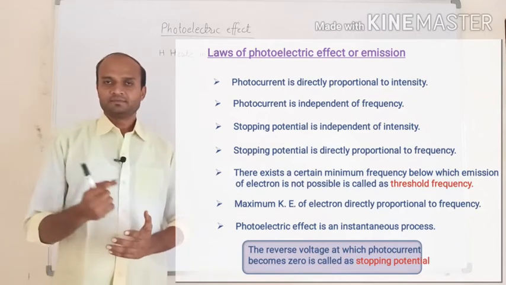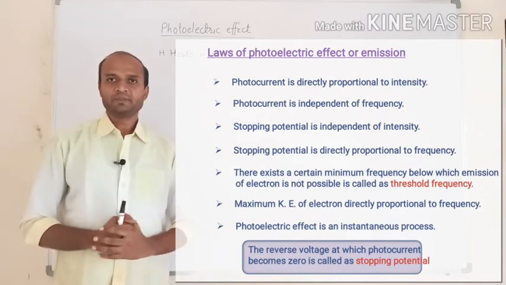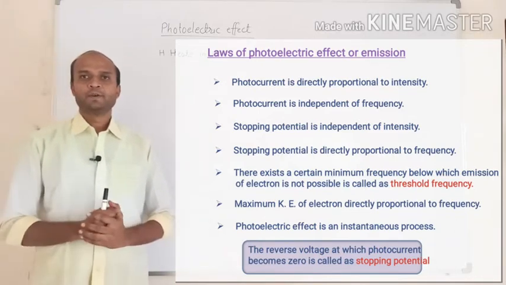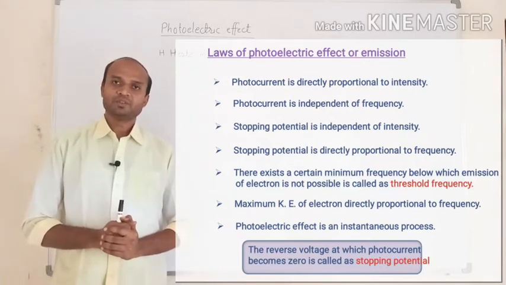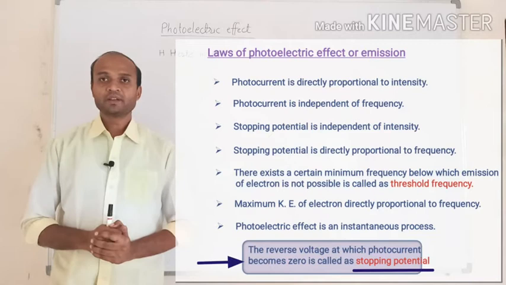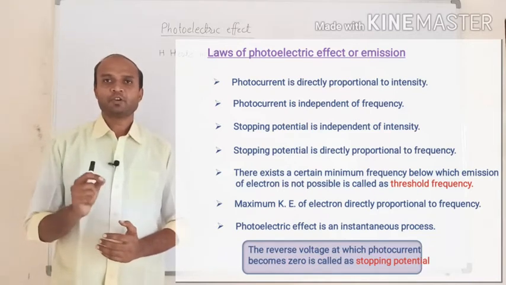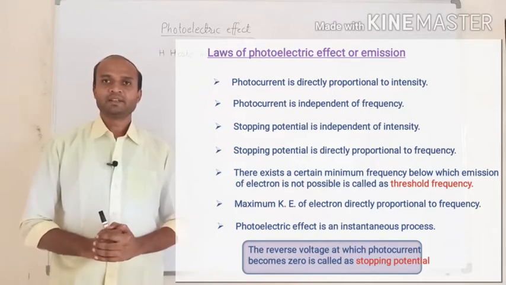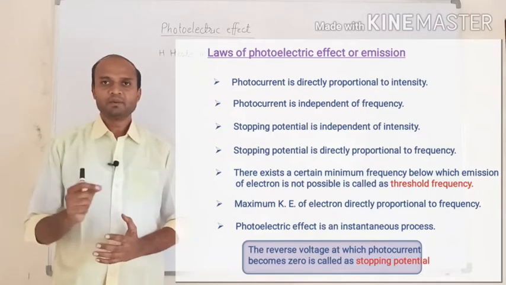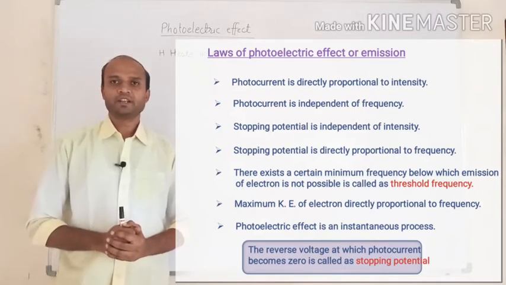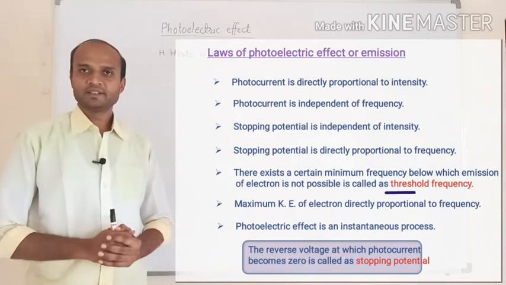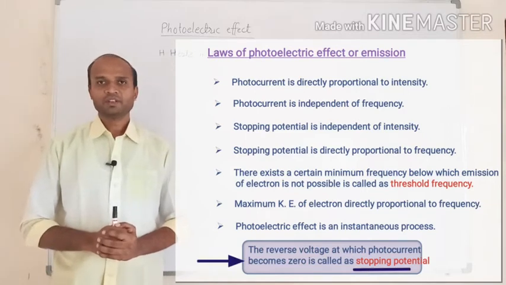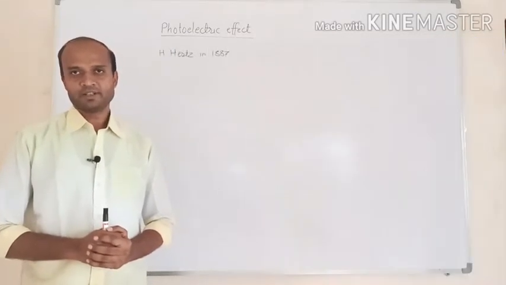And the definition of stopping potential should be kept in mind: the reverse voltage at which photocurrent becomes equal to 0 is called the stopping potential. So the definitions of stopping potential and threshold frequency are very important and should be known to us. The minimum frequency below which emission of electrons is not possible is the threshold frequency, and the reverse voltage at which photocurrent becomes 0 is the stopping potential.